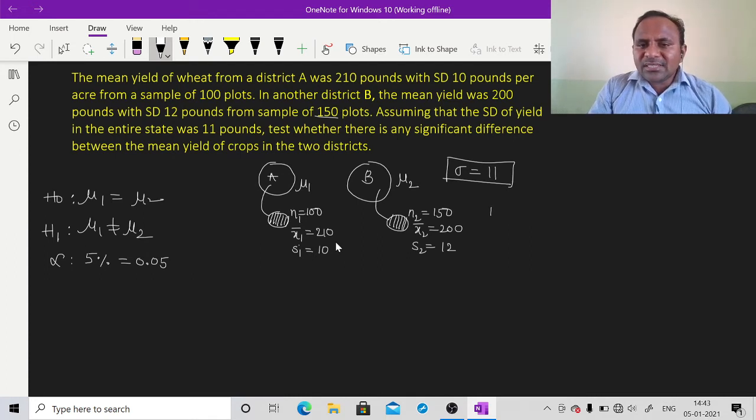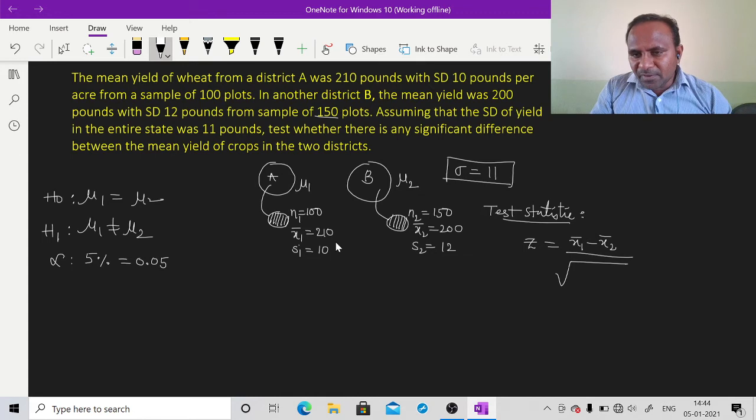Now to test this, I mean this is concerning the difference of means. The test statistic for this would be Z equals, as we already saw in the previous example, x1 bar minus x2 bar over the root of, usually the standard deviation of district A and the standard deviation of district B should be used, but since both districts have come from the same state whose population standard deviation is 11, you can use sigma square divided by n1 plus sigma square divided by n2.